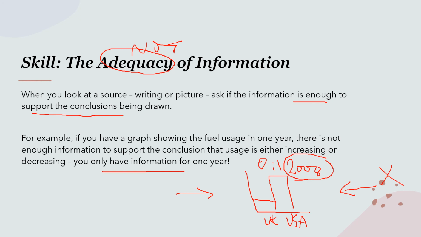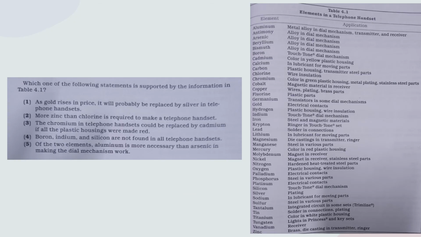Let's have a look at a question together. Pause the video and try to answer this question. Have you done that? If you've done it, then let's have a look together. Which of the following statements is supported by the information in table 4.1? Number 1, as the gold price rises, it will probably be replaced by silver in telephone handsets. Now we see gold. Gold is used for electrical contacts. Silver is used for plating.